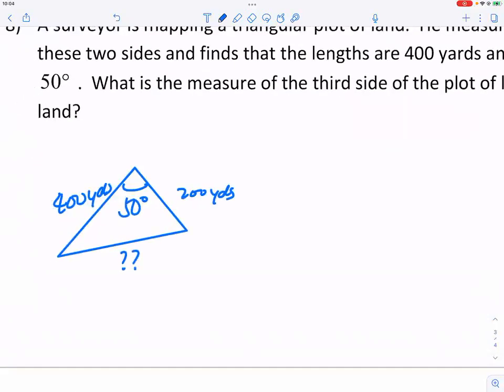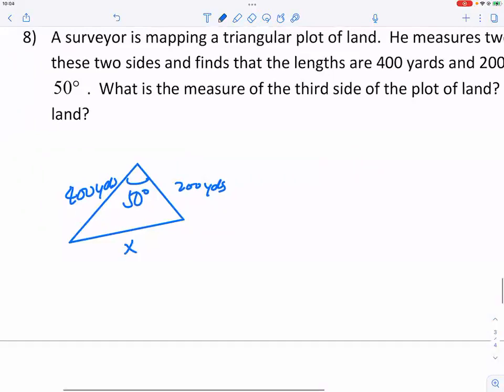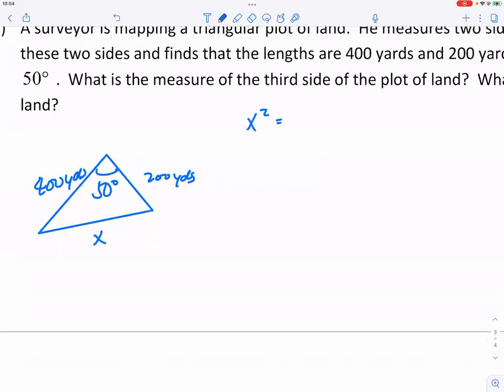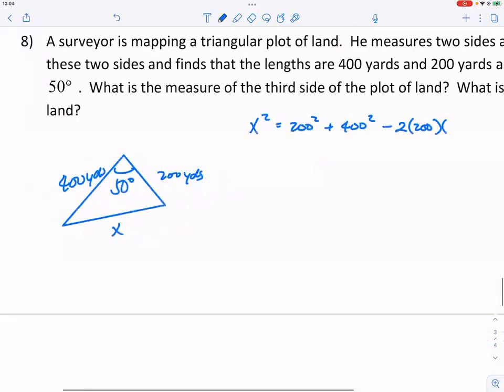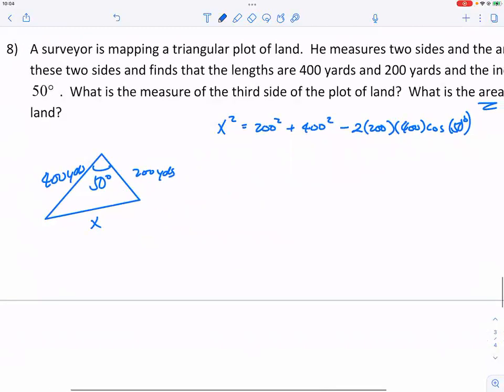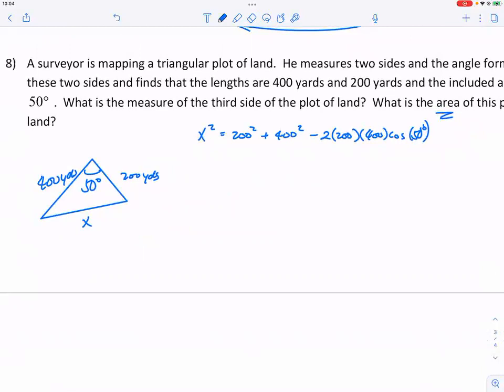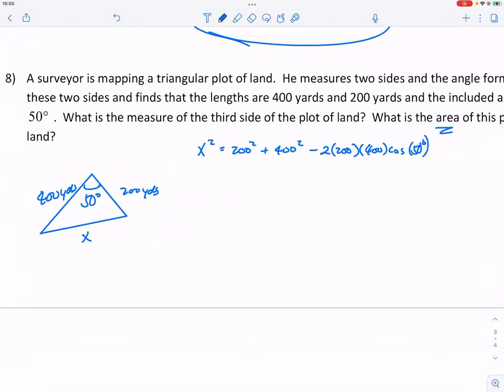Okay, so you have 2 sides and one angle. So a perfect situation for you to use your law of cosines. Okay, so let's just say this is x. So we'll say x squared is equal to 200 squared plus 400 squared minus 2 times 200 times 400 and cosine of 50. Okay, so I'll let you go ahead and do the computation. And you can also go ahead and finish the area if you still remember the area equation from yesterday.